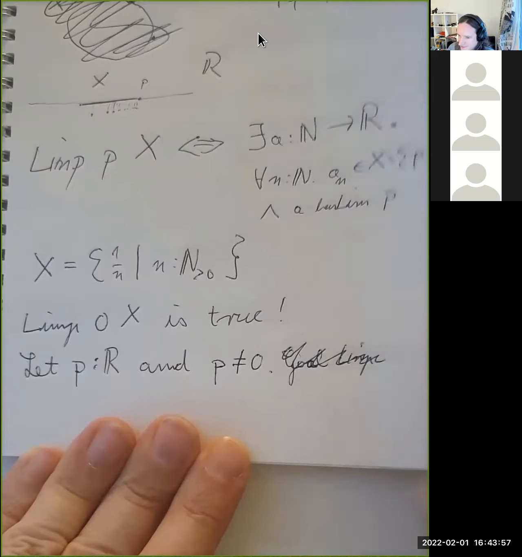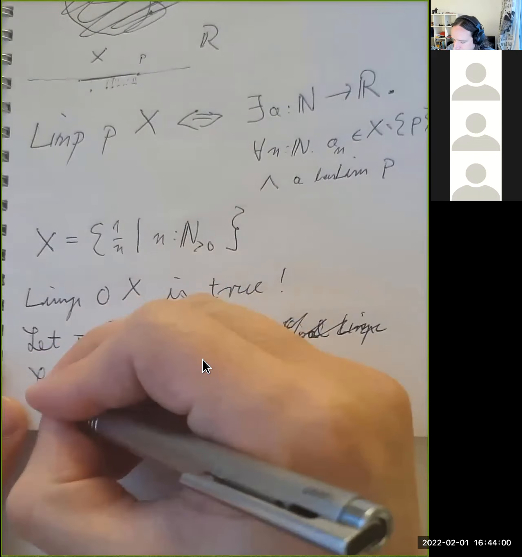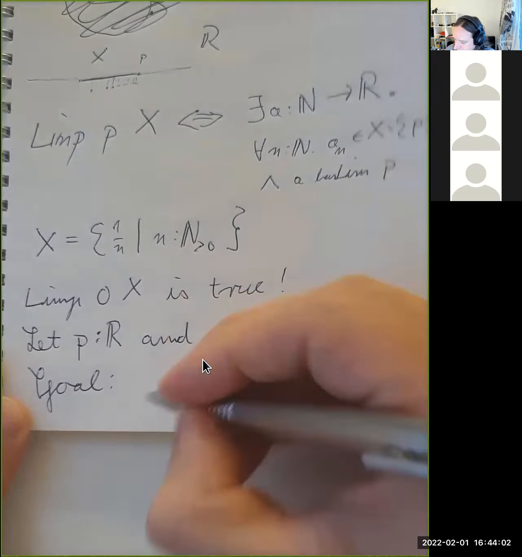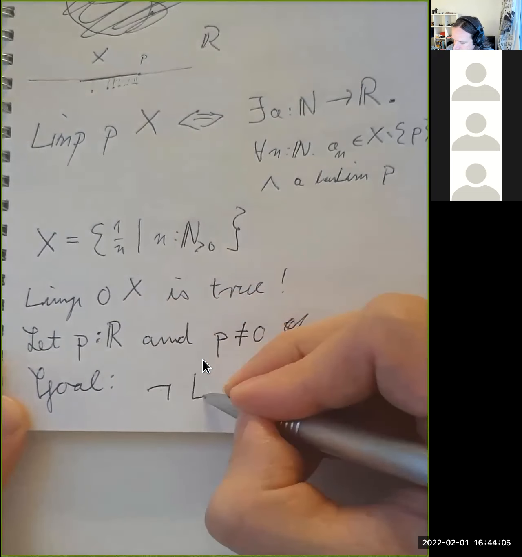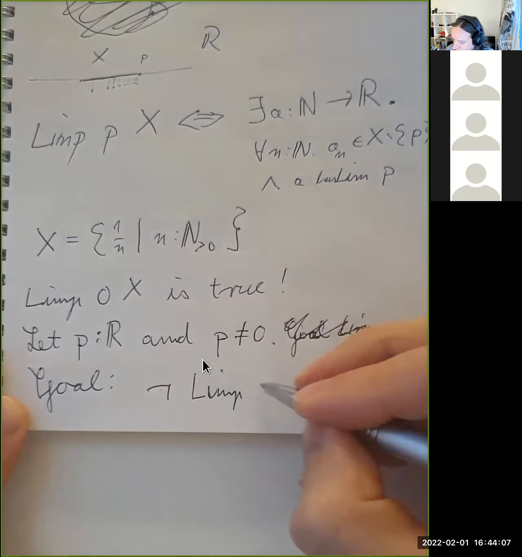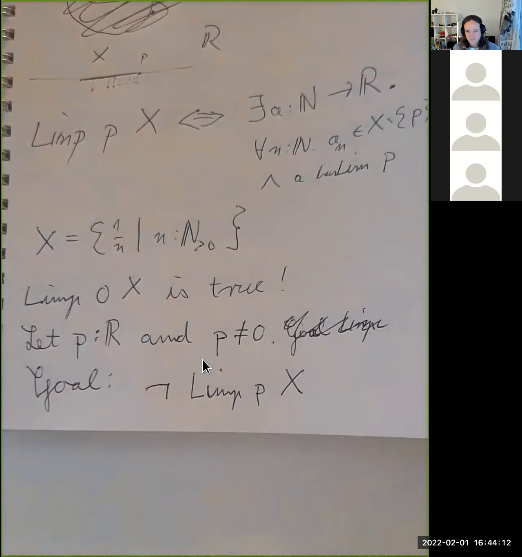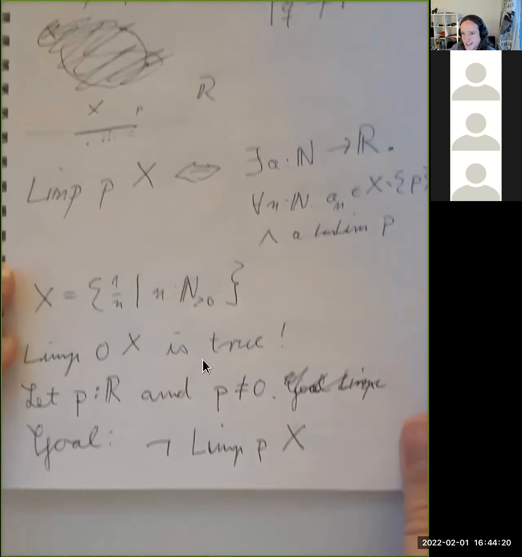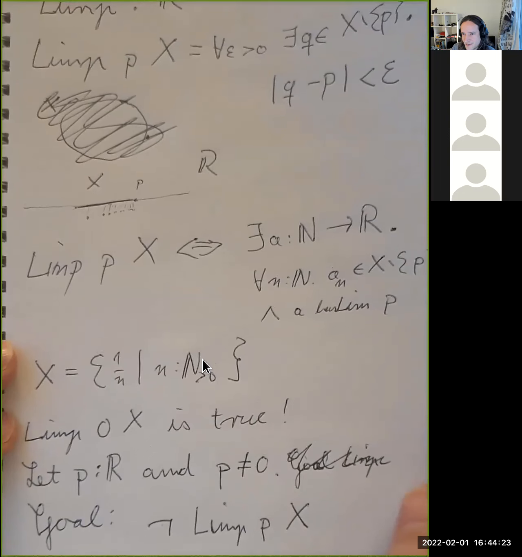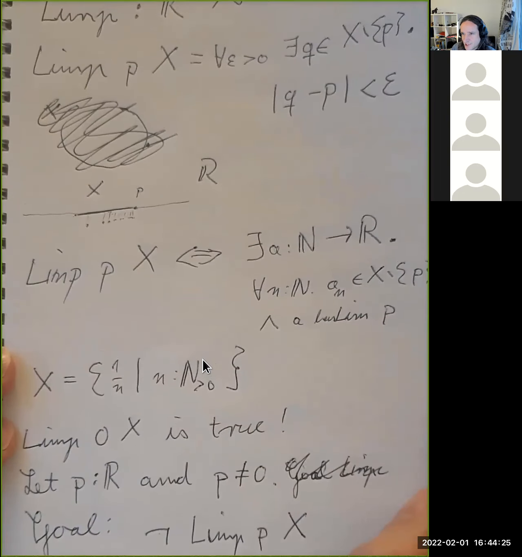Maybe it doesn't fit here. Let's take a new line. Our goal is: P is not a limit point of X. Okay, so next step, I will take the definition of limit point, plug in what we know, and negate it.